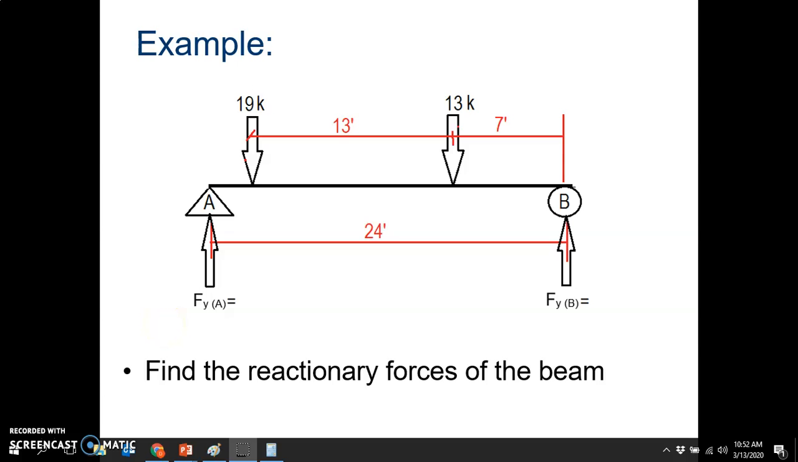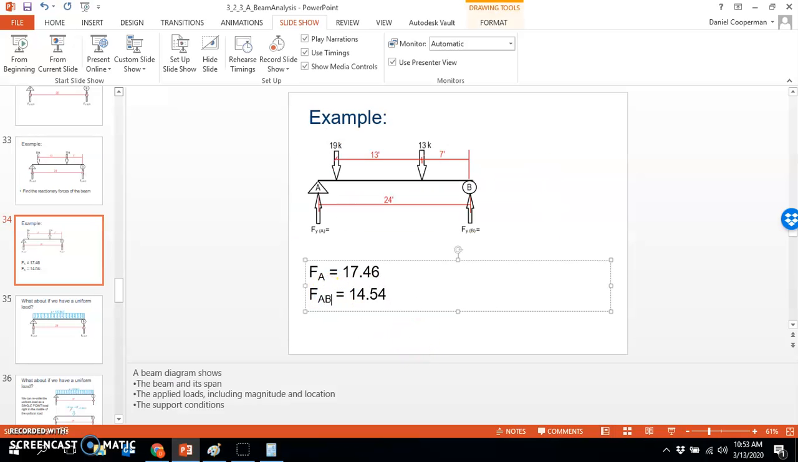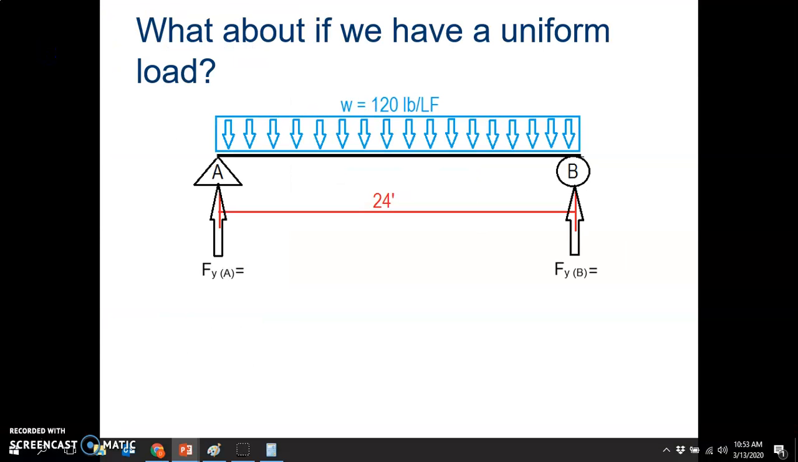So I'm assuming you tried it yourself, and here are the results that I got from this. The reactionary force at A is 17.46, and the reactionary force at B, that should say B, let me fix that right now, should be 14.54. And if you add them up, it should be equal to these added up, and looking at it, F of A should be a little bit larger than F of B, since most of the weight is closer to that support right there. So now we're going to move on to distributed loads.